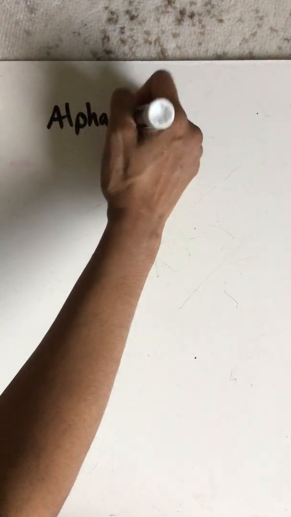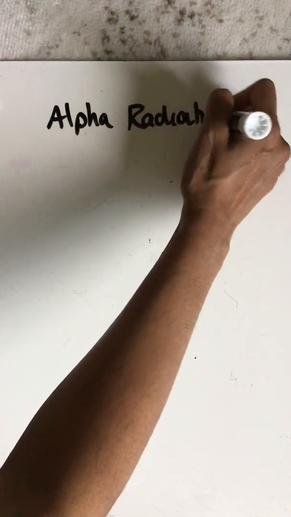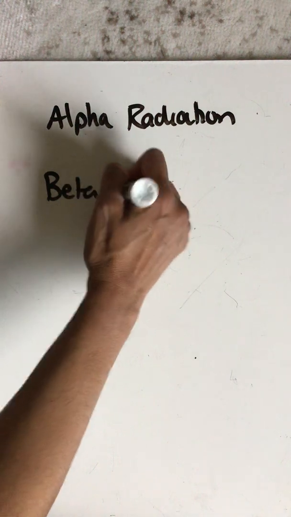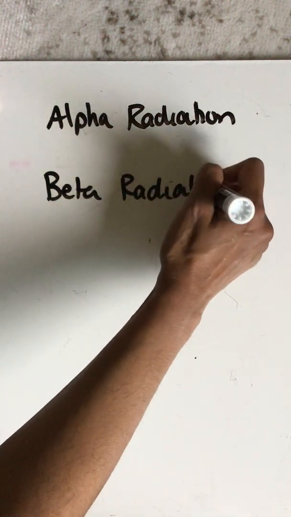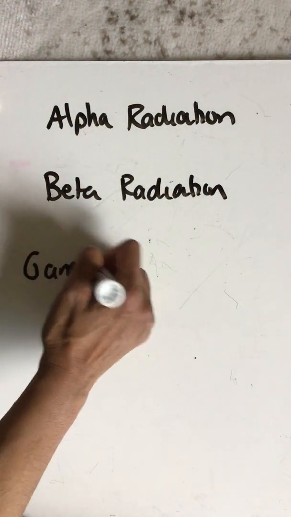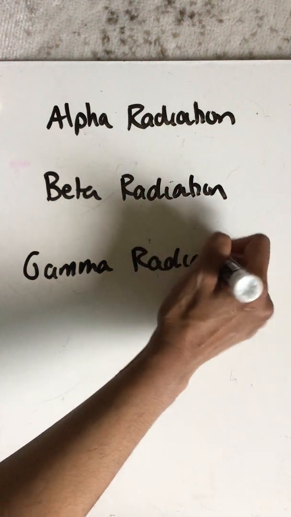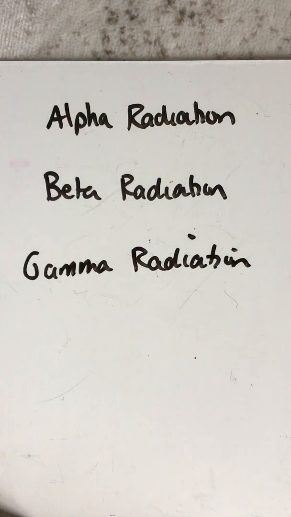Now there are different types of nuclear radiation, okay? You've got to know all 3 types. There's what we call alpha radiation, there's beta radiation, and there's gamma radiation. Now these 3 types of radiation are emitted whenever there's a nuclear reaction, okay?